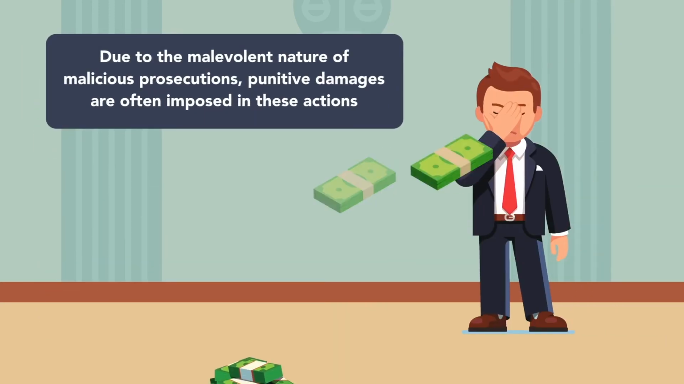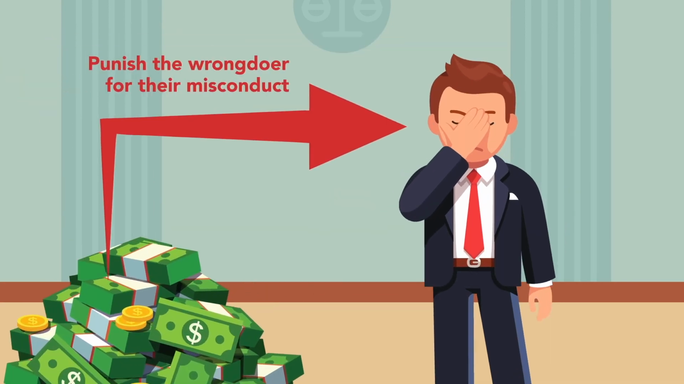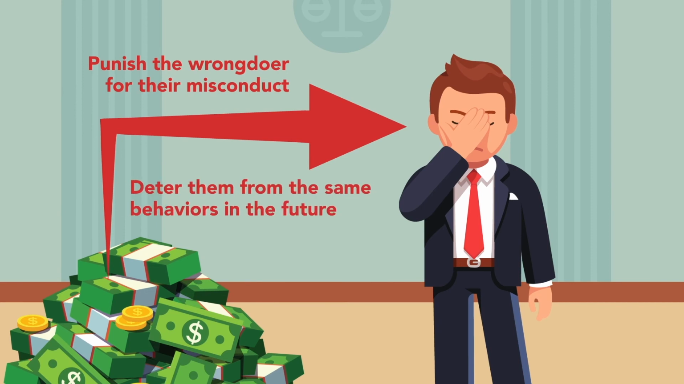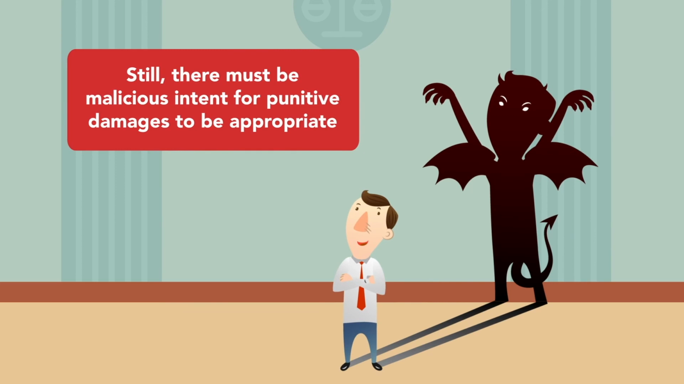Due to the malevolent nature of malicious prosecutions, punitive damages are often imposed in these actions. These damages punish the wrongdoer for their misconduct and deter them from the same behaviors in the future. Still, there must be malicious intent for punitive damages to be appropriate.